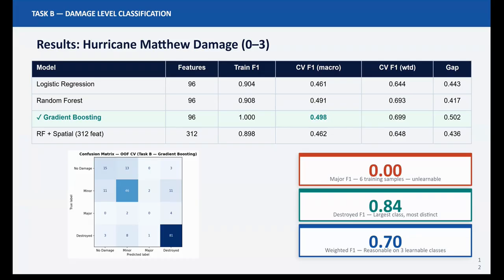So the confusion matrix shows that the model does reasonably well on the destroyed class at 0.84 F1, but it struggles to distinguish no damage from minor damage classes. And these classes are adjacent, and they look visually similar at global feature resolution. The weighted F1 of 0.7 tells us a more optimistic story. It shows that the model handles the 3 well-represented classes reasonably well compared to the underrepresented major class.